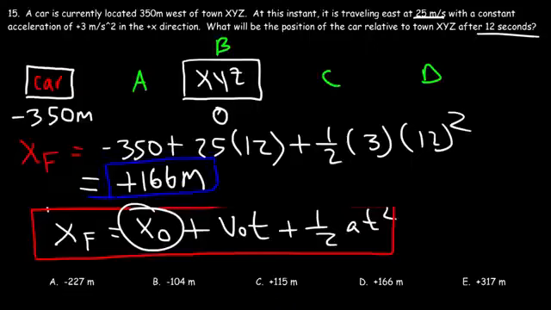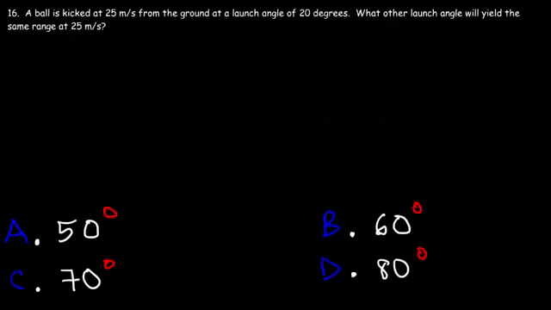So the car should be somewhere in this vicinity. It's 166 meters to the right of town XYZ after 12 seconds. So D is the right answer.